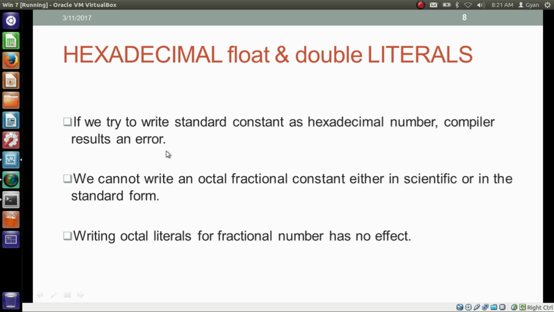If you try to write a standard fractional number constant as a hexadecimal number, then the compiler results in an error. This is a task for you. Try to write a standard fractional constant as a hexadecimal number. We cannot write an octal fractional constant either in the scientific or in the standard form. Writing octal literals for the fractional number has no effect. Although we cannot, let us try to write an octal fractional constant.